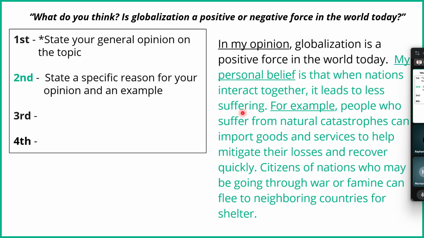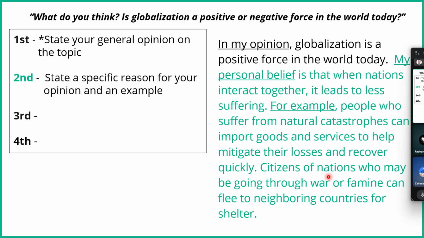So this is the reason. What is the example to illustrate this idea? For example, people who suffer from natural catastrophes can import goods and services to help mitigate their losses and recover quickly. So it is one example. If natural catastrophes happen, that country can import goods and services to decrease this kind of suffering. It's one example to illustrate the positive effect.